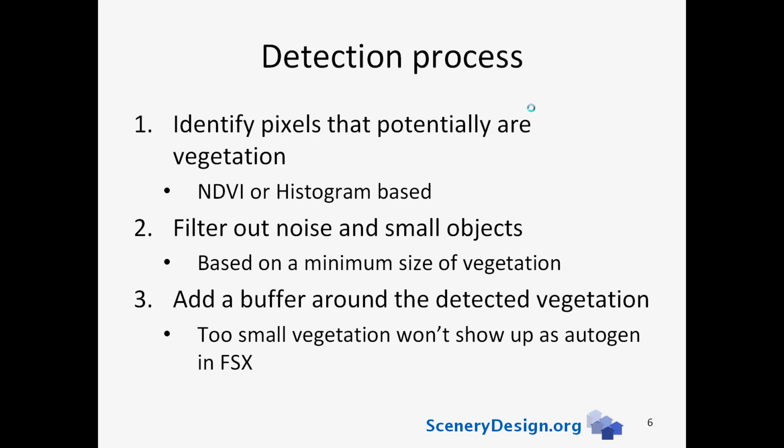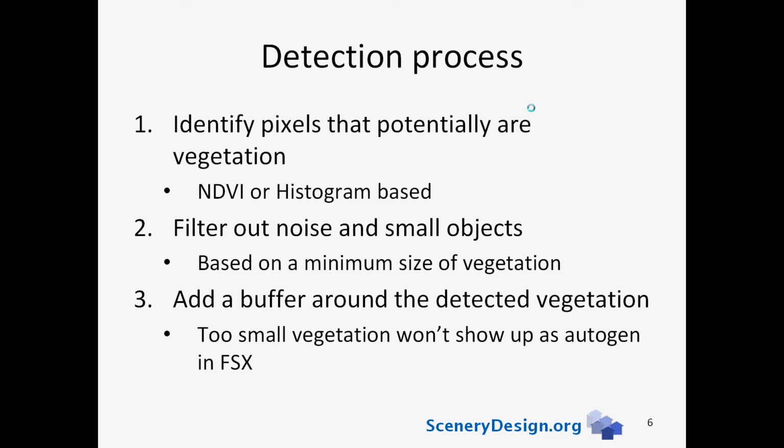So with that as input data, the basic detection process is the 3 steps that I put here, how I implemented it in scenProc. First, I'm looking for potential pixels that could be the feature we're trying to detect, vegetation here. I have two ways to do that identification, either NDVI or histogram based. I will explain in more detail what that means later on, but it gives potential pixels that could be vegetation.